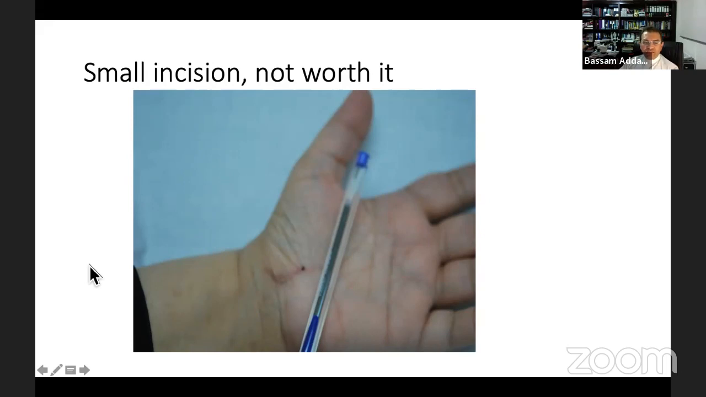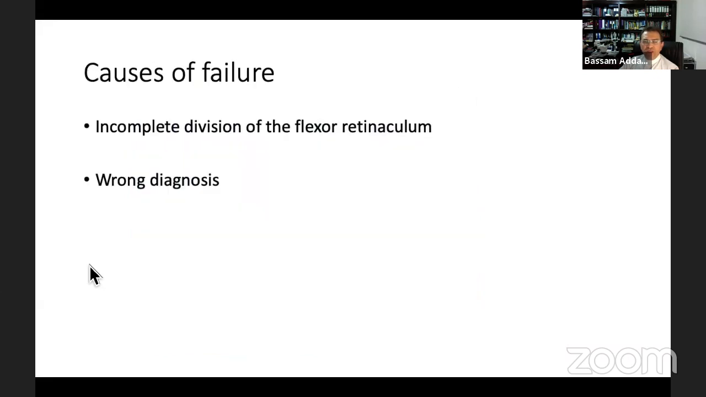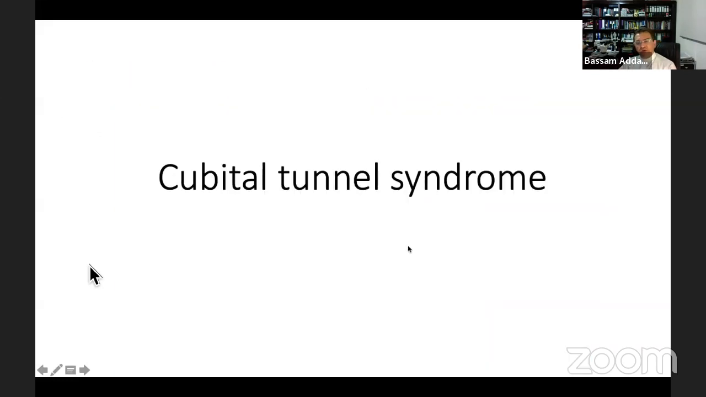And if you want to do such small incisions, you can go for endoscopic procedures. Causes of failure are usually incomplete division and wrong diagnosis. And these causes of failure are common to all entrapment neuropathy.